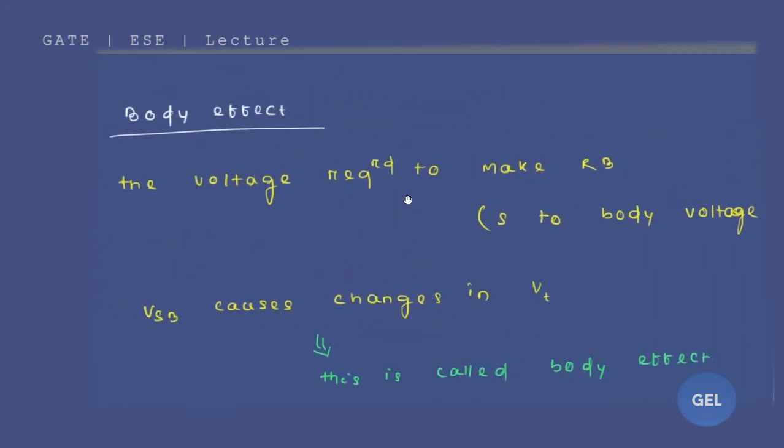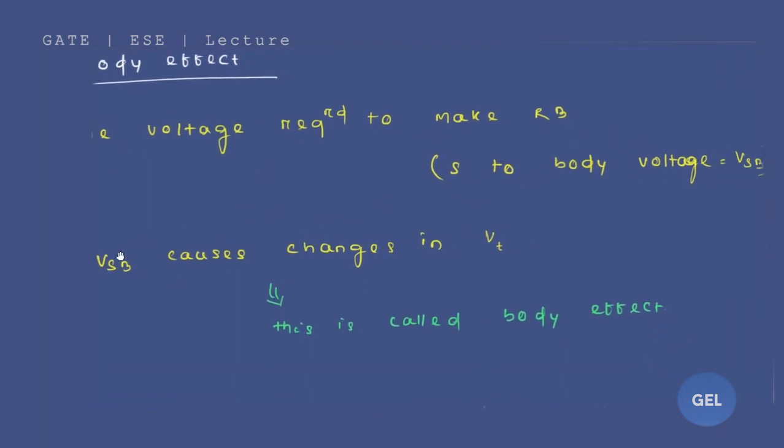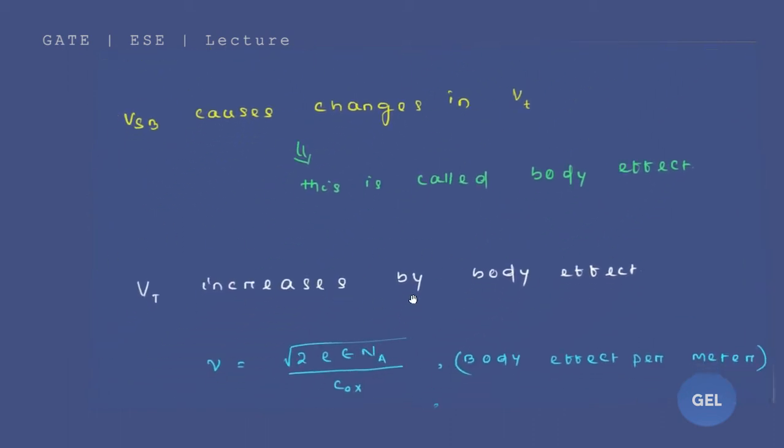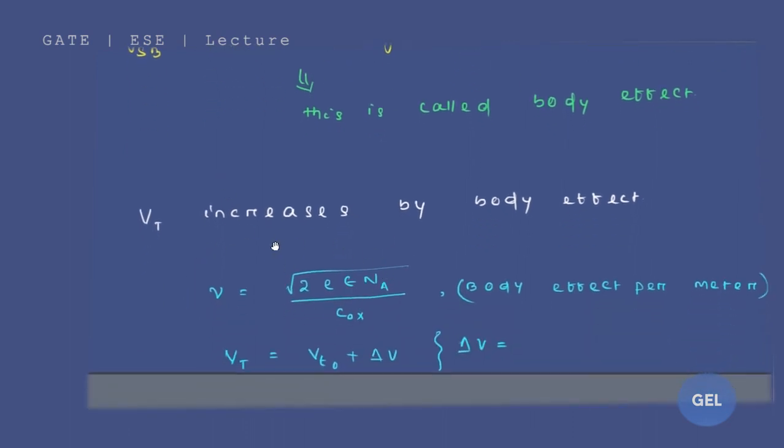The basic concept of body effect is that VSB, your source to body voltage, causes changes in VT, the threshold voltage. This is called the body effect. Now look here carefully: this is your body effect parameter, with the symbol here, and it is the square root of 2 q epsilon N over C0x. Please note this down; it is very important for your GATE exam and for engineering services objective papers, where direct questions come.